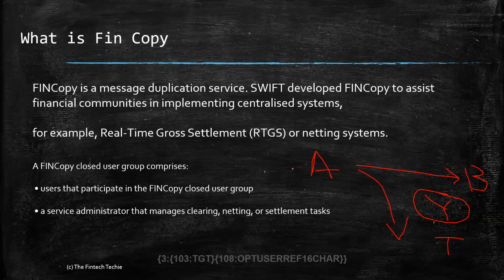FIN Copy involves users that participate in the FIN Copy closed user group and a service administrator. In this example, A and B are the users in the closed user group, and then there is a service administrator to whom the copy of the message goes. As it suggests, FIN Copy is a message duplication service. We will understand this further.